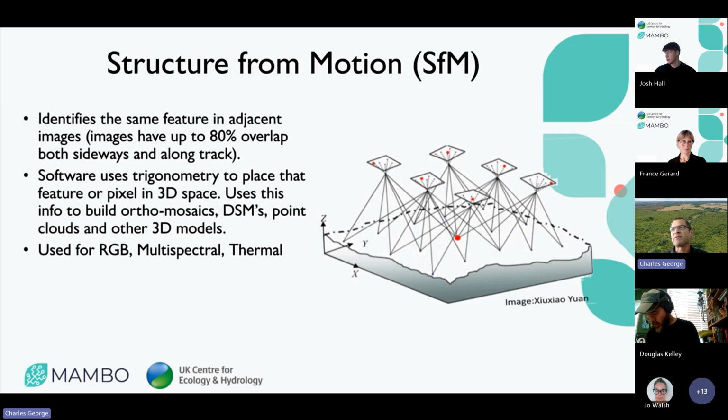And then we can use this information to build orthomosaics, digital surface models, point clouds, and any other 3D models that we want. In this case, we use it for red, green, and blue imagery, but you can also use it for multispectral and even thermal imagery, as long as there's a lot of contrast and you can actually pick out the individual features.